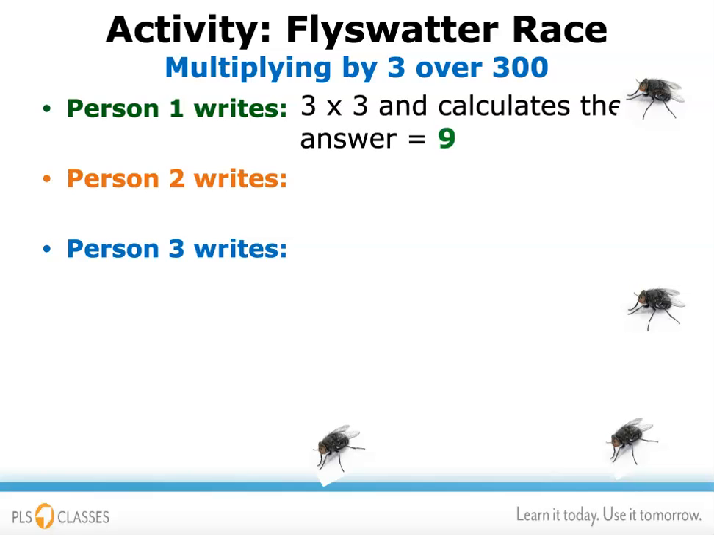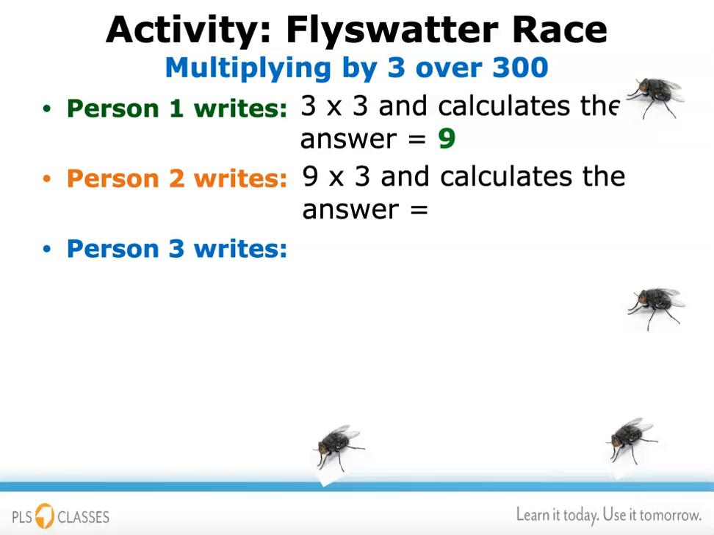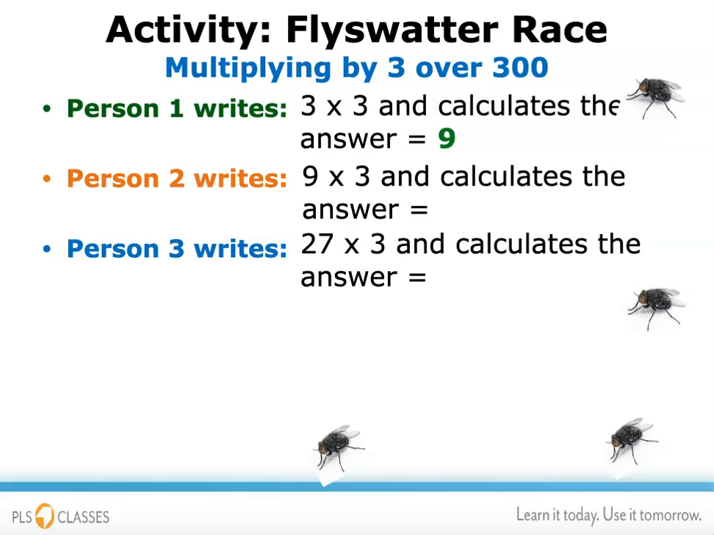The first person starts the calculation by writing the problem 3 times 3 and calculates the answer equals 9. Do that now. Person 2 should be ready. Person 2 continues and writes 9 times 3 and calculates the answer. Do that now. Person 3 should be ready. Person 3 continues and writes 27 times 3 and calculates the answer.